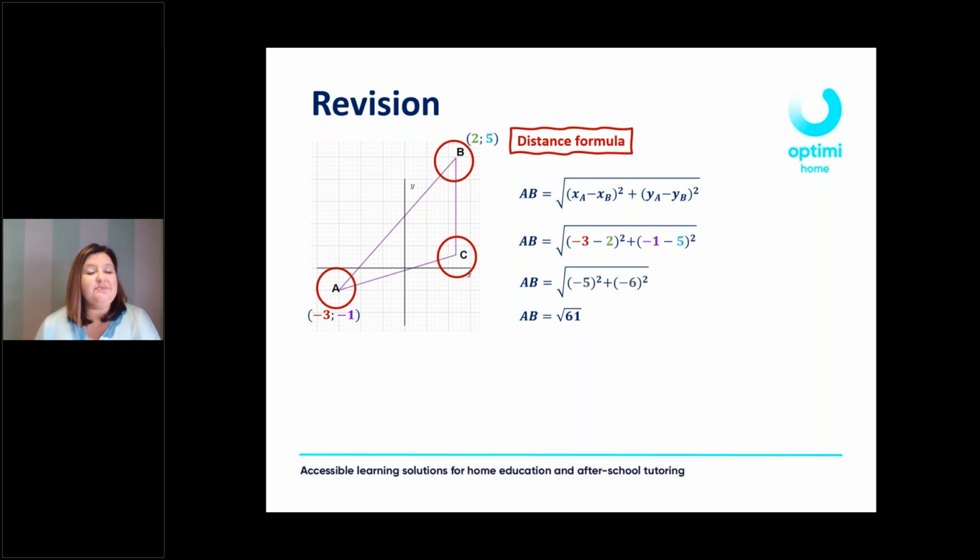Now, most of the papers will tell you to leave your answer in simplest surd form. It means that this cannot be simplified anymore. They do not want a decimal answer over there, so you don't have to go further in your calculator and write a decimal answer. You can leave your answer as the square root of 61.